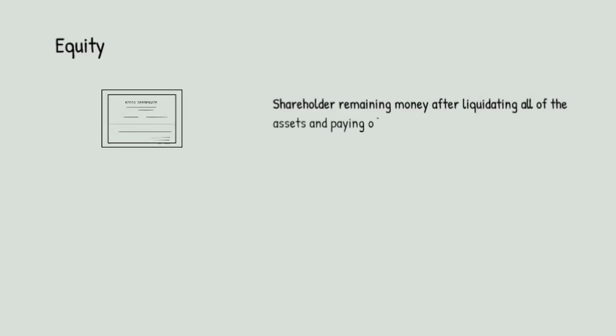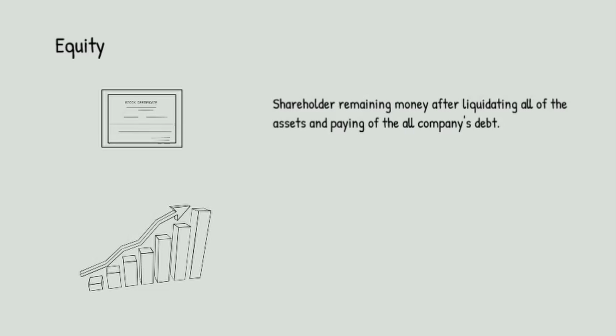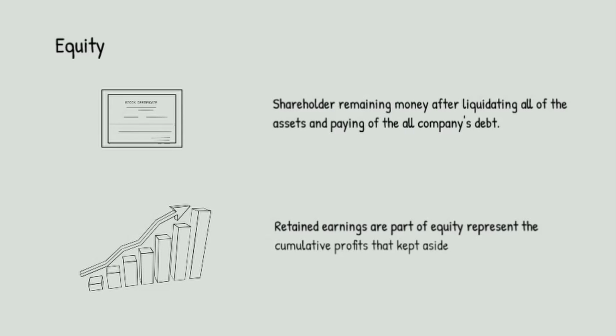The last part in the balance sheet is the equity, which is the shareholder's remaining money after liquidating all the assets and paying off all the company debts. Equity consists of two parts: shareholder capital, which is the money paid by shareholders into the business, and retained earnings, which represent the cumulative profit that is kept aside or retained for future use and not paid as dividend.